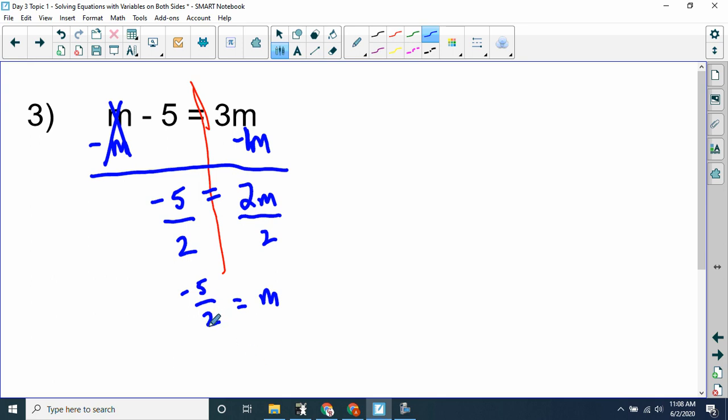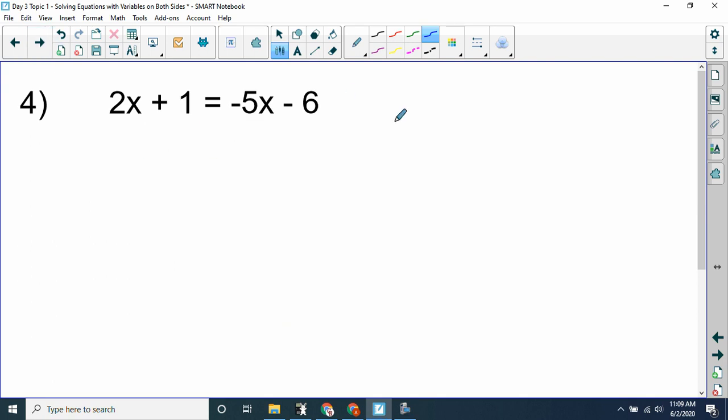5 divided by 2 doesn't come out even. 5 and 2 have no common factors other than 1. I can't divide them both by the same thing. So that is our answer, negative 5 over 2. Again, don't try to divide it out and get a decimal, especially since you're not supposed to be using a calculator. We wouldn't want to have to do that without a calculator. You don't need to write it as a mixed number. An improper fraction, 5 over 2, is perfect there.